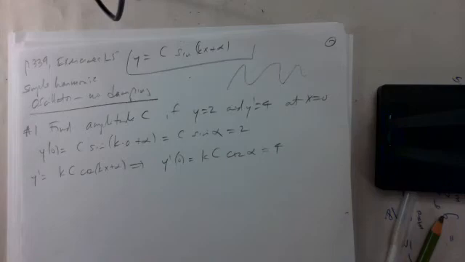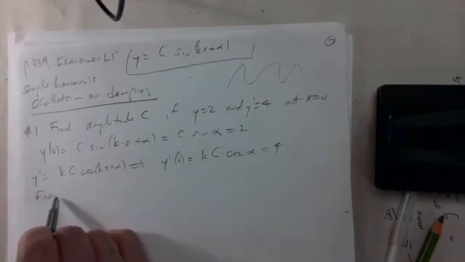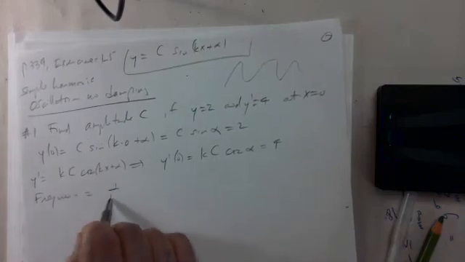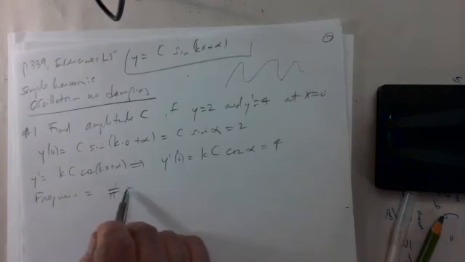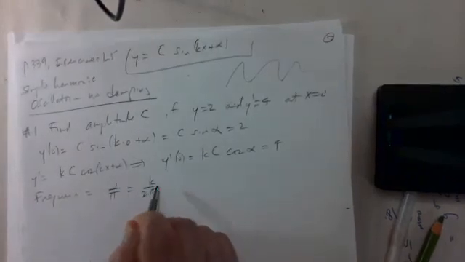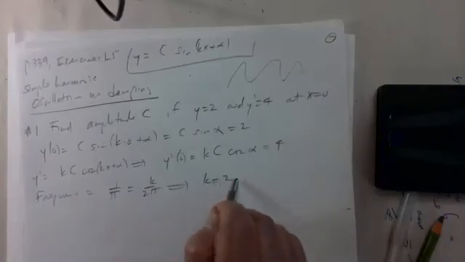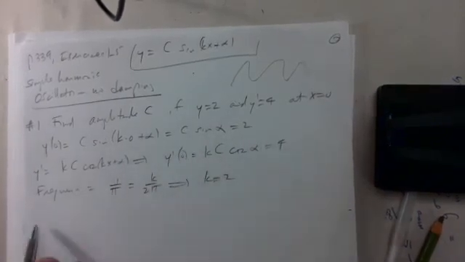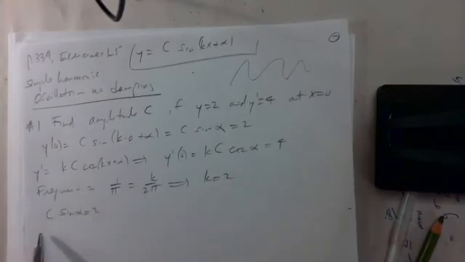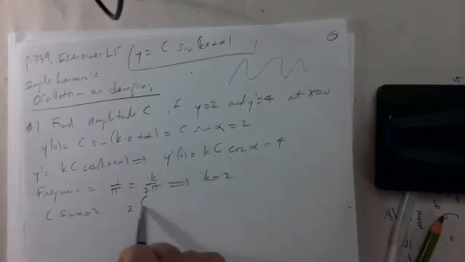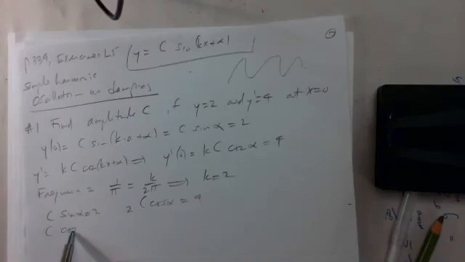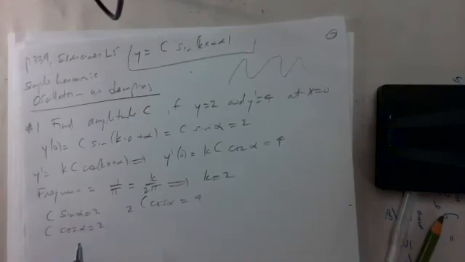Oh, and we're also told that the frequency is equal to 1 over pi. The formula for the frequency is k over 2 pi. So this means that k is equal to 2. So we have our two equations, c sine alpha equals 2 and c cosine alpha equals 4. So c cosine alpha also equals 2.